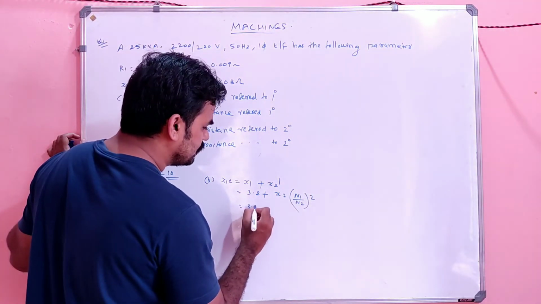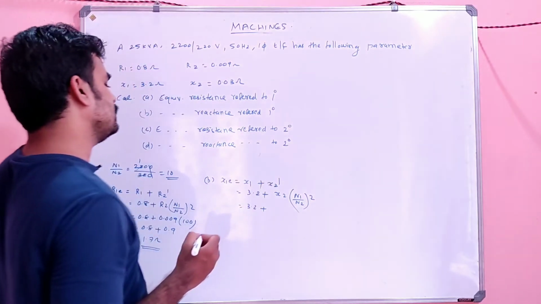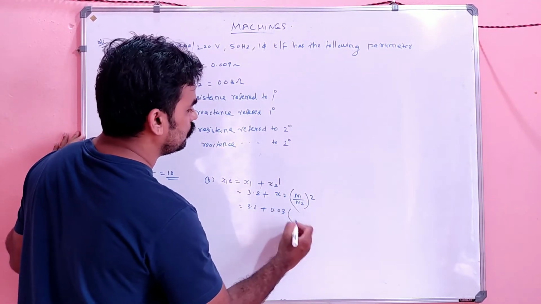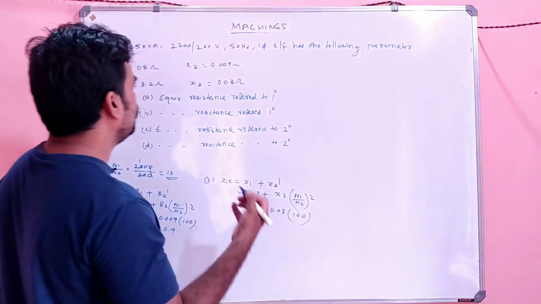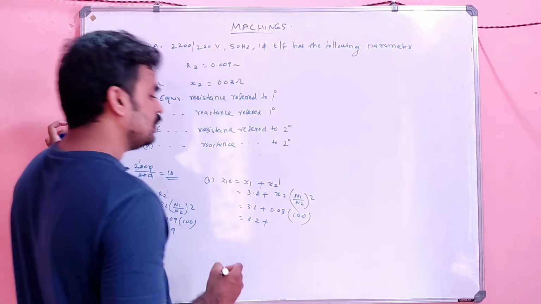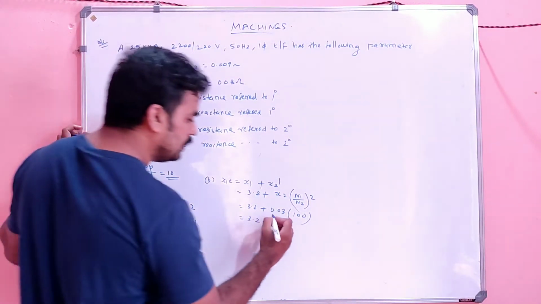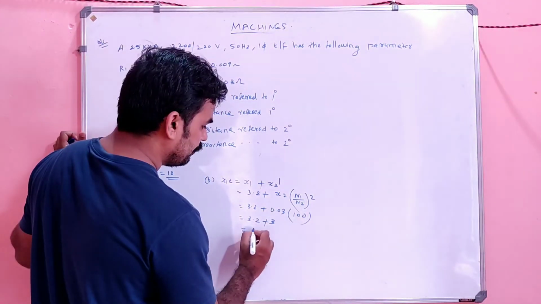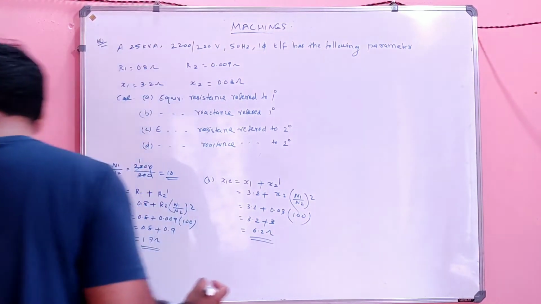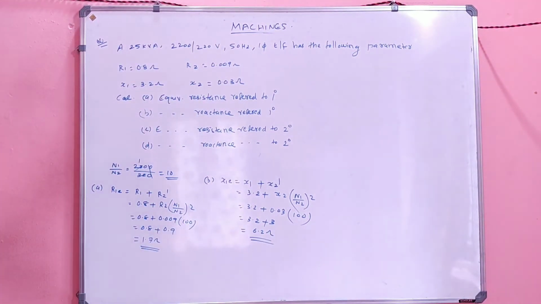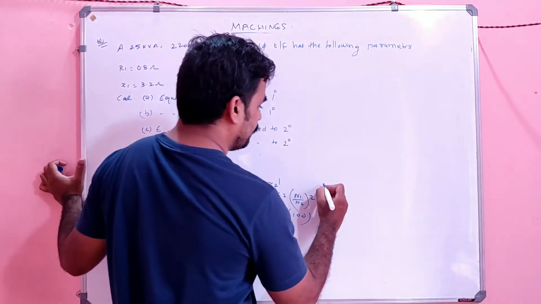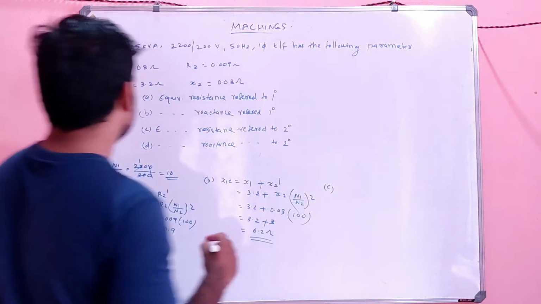See how easy this problem is, right? If you know the concept, it's very easy. 0.03 into 100. N1 by N2 the whole square is nothing but 100. So 3.2 plus 0.03 into 100, which is simply 3, right? Simply 3. So 6.2. So 6.2, right? Add it. Next. What is our C section?